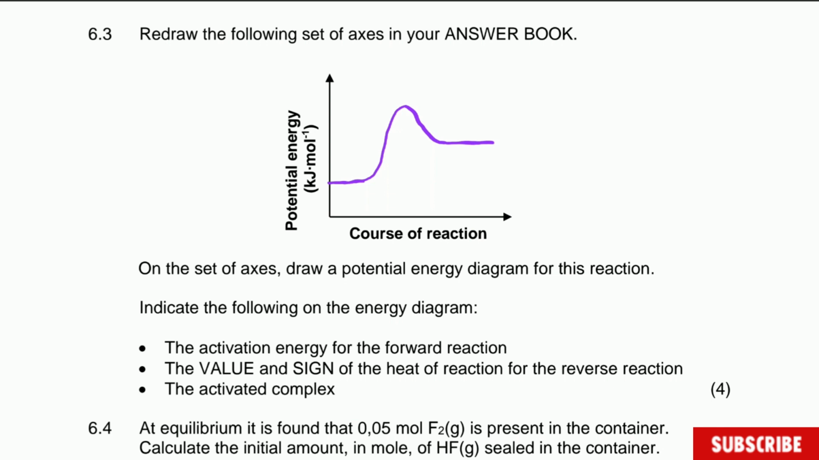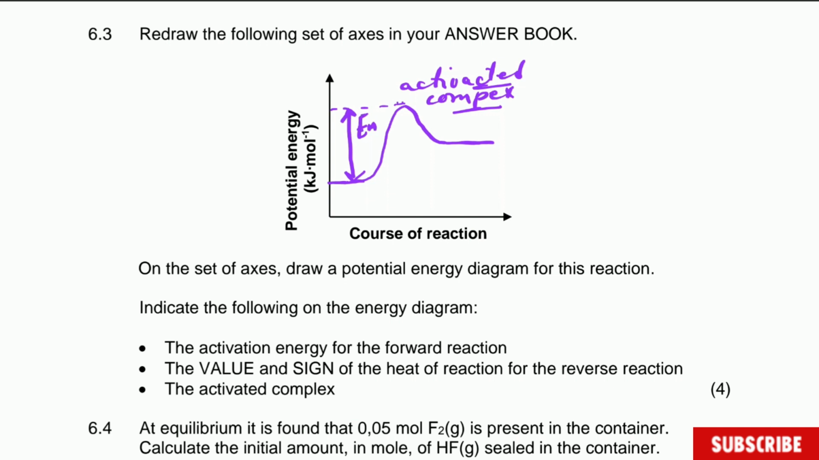Now, the activation energy of the forward reaction is going to be from the energy of the reactant to the activated complex. Let's just fix this one here. This one here is the activated complex, and the energy going from the reactant to that point is what we call the activation energy, which is Ea.